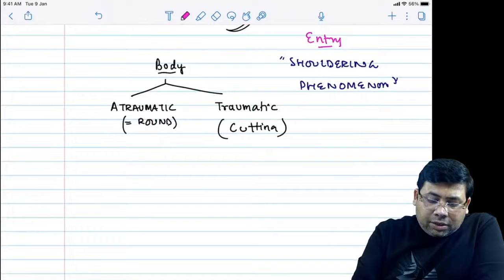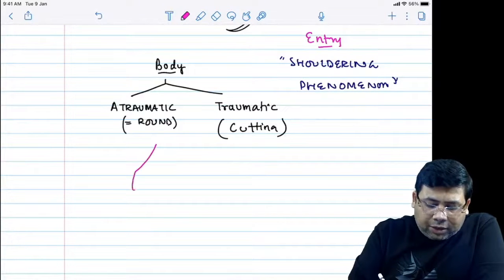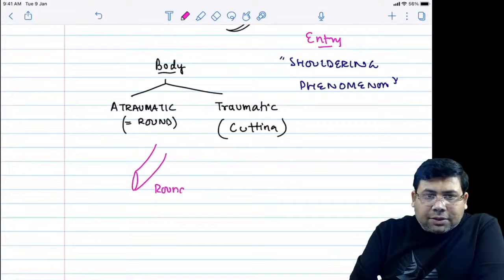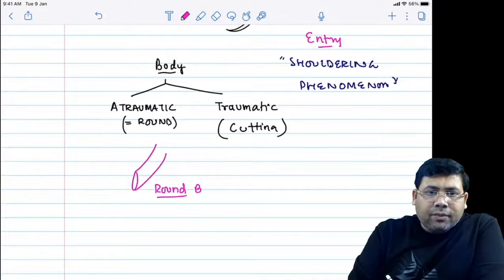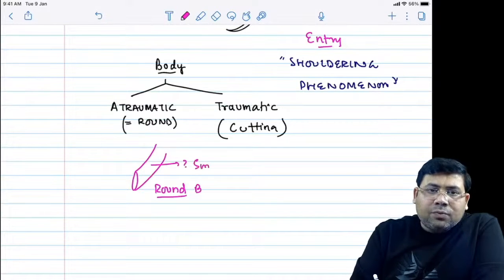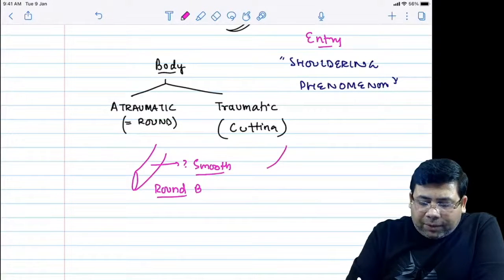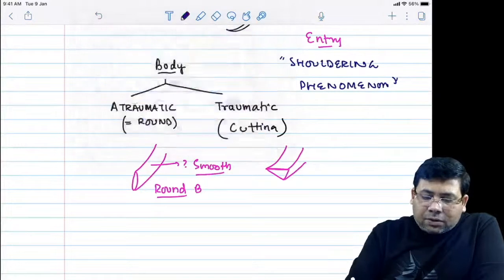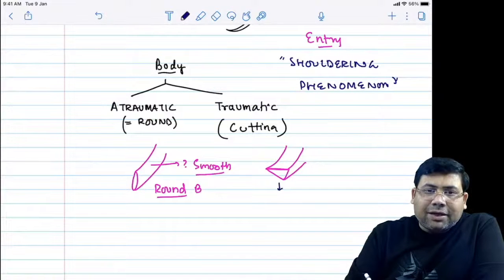If you see a needle and you cut halfway, this is a round body needle. Can you see it's smooth? If you analyze, this is a smooth surface. If you talk about a taper cut needle, yeah. If you talk about a cutting needle, can you see it is sharp? So this is a cutting needle.